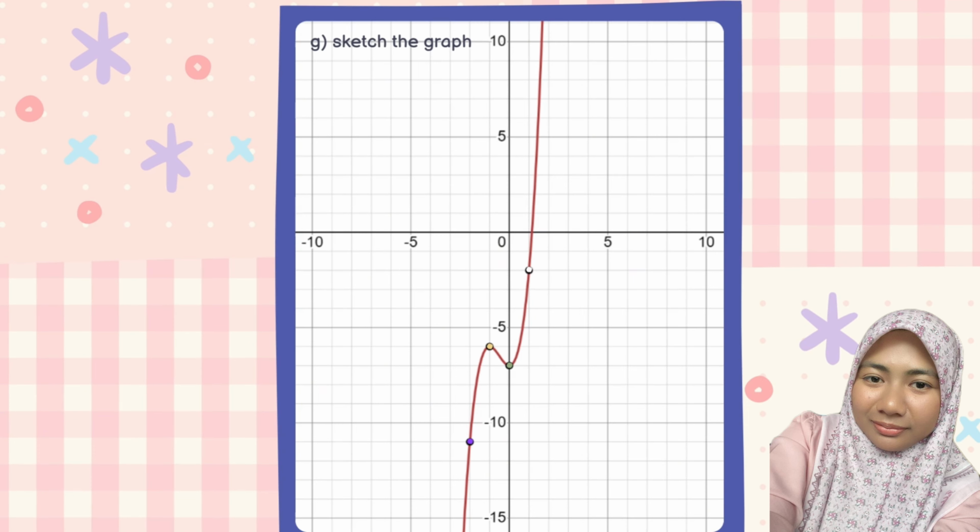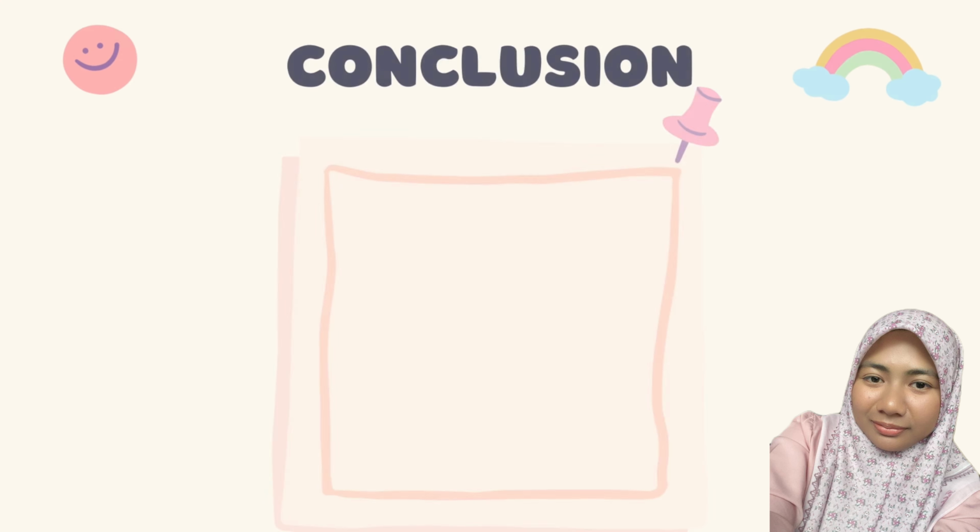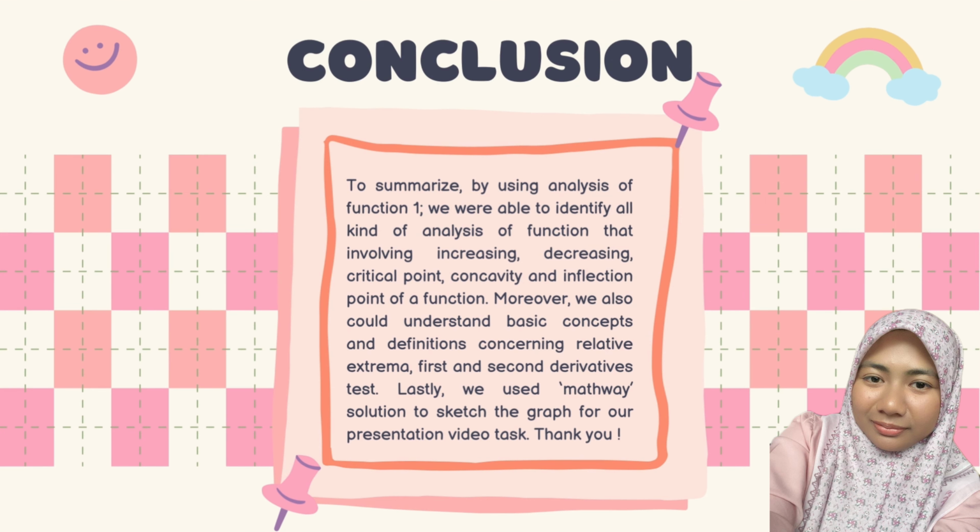In conclusion, to summarize, by using analysis of function 1, we were able to identify all kinds of analysis of function involving increasing, decreasing, critical points, concavity, and inflection points of a function. Moreover, we also could understand basic concepts and definitions concerning relative extrema, and the first and second derivative tests. Lastly, we used MAT183 solution to sketch the graph for our presentation video task.